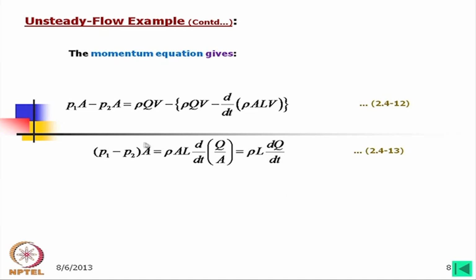This means that the net force available due to this flow is mass density into length into time rate of change of flow. This Q is flow rate. So, this is time rate of change of flow rate. So, final equation is coming: P1 minus P2 is equal to rho L dQ by dt.